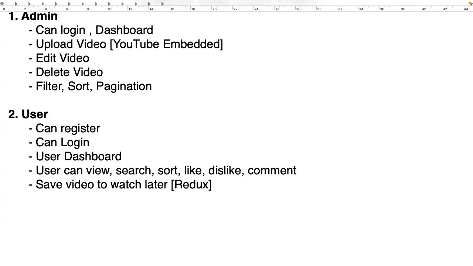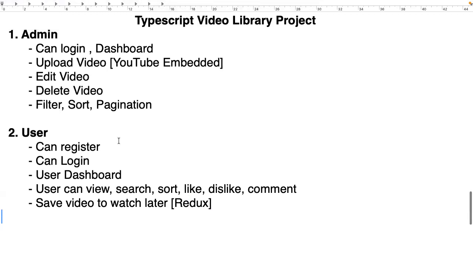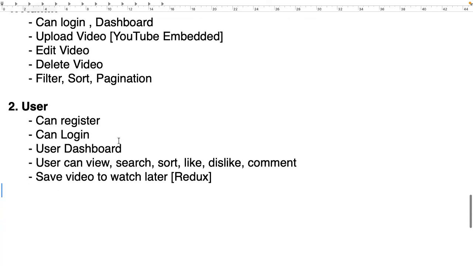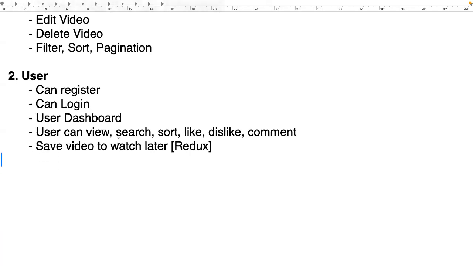So that means this project contains two modules: one is the admin module and the other is user. When we launch the project, it will ask, are you admin or user? Admin logs in; user, enter your credentials. If you don't have credentials, then register, right? After register, log in, dashboard, all the videos we can see. And this is a complete end-to-end application.